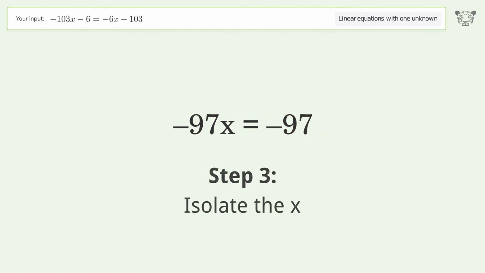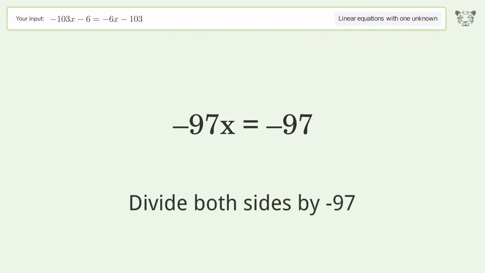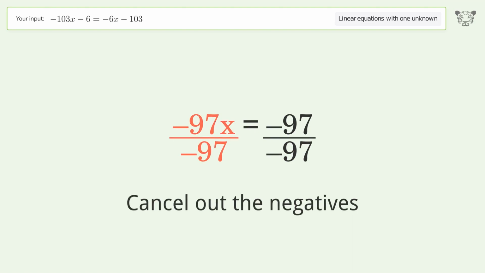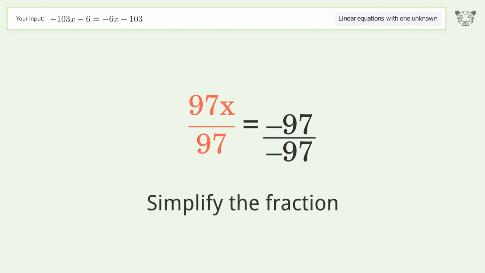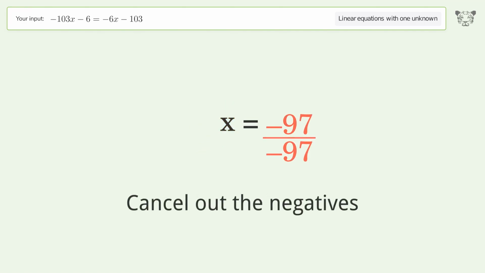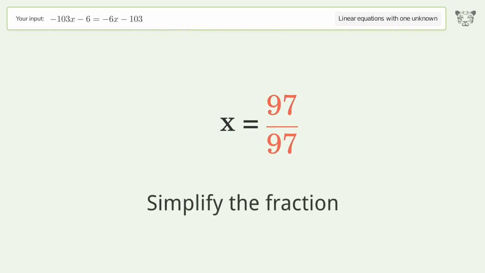Isolate the x. Divide both sides by -97. Cancel out the negatives. Simplify the fraction. Cancel out the negatives. Simplify the fraction.